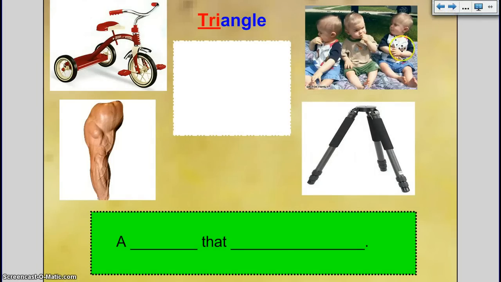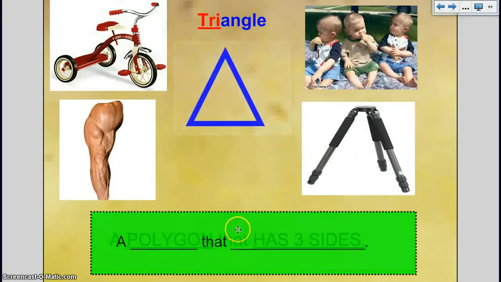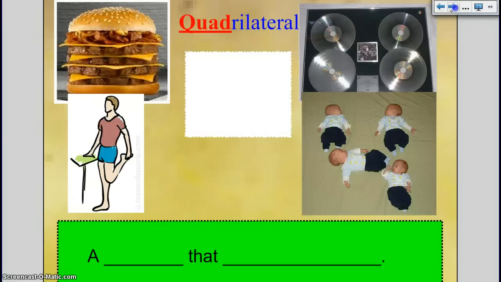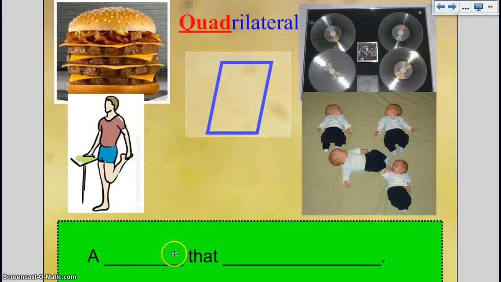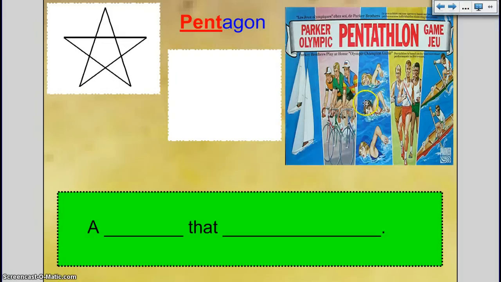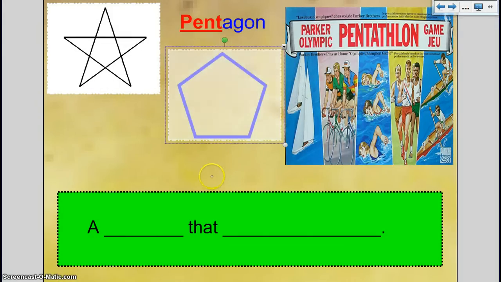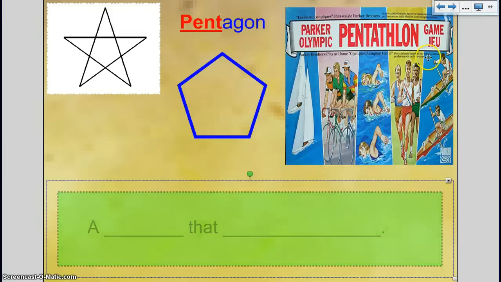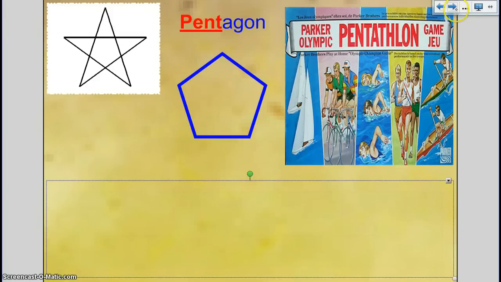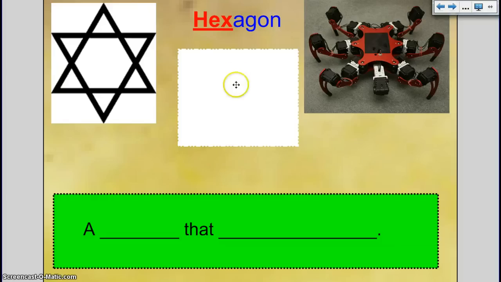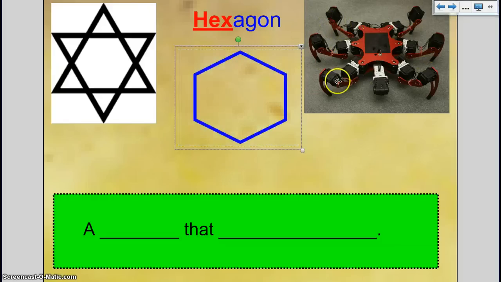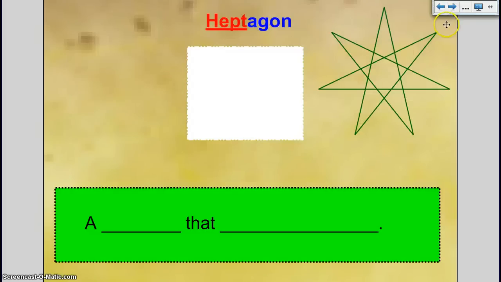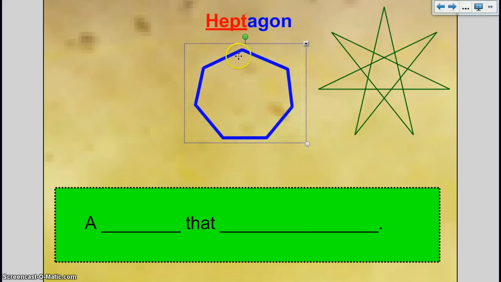Now, triangle, that is a figure with 3 sides. Quadrilateral, that is a polygon with 4 sides. Pentagon, this is a polygon with 5 sides. Well, it's not showing up, but you know it's 5. This is hexagon, looks like this. How many sides do I have? 1, 2, 3, 4, 5, 6. So this is 6. Heptagon looks like this. It's a figure with 1, 2, 3, 4, 5, 6, 7.